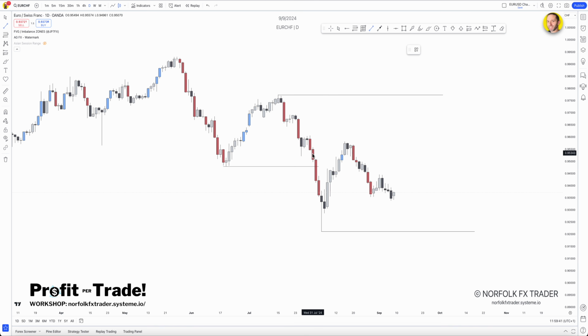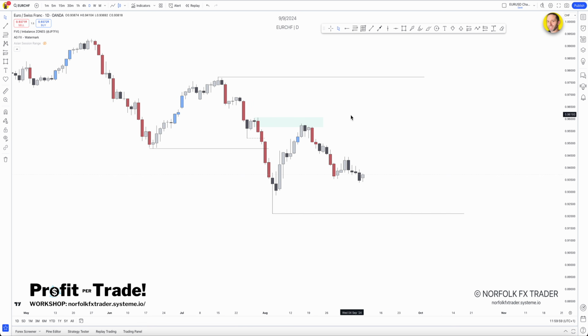Now, if we look at an internal structure, this was a break of internal structure. And let me just, in fact, make that internal structure. And we have an area of what here? Supply in the market. Where does price come back to? To the supply, and then we start to roll off to the downside. So you can see how that structure is agreeing with the bearish bias on both internal and swing structure.